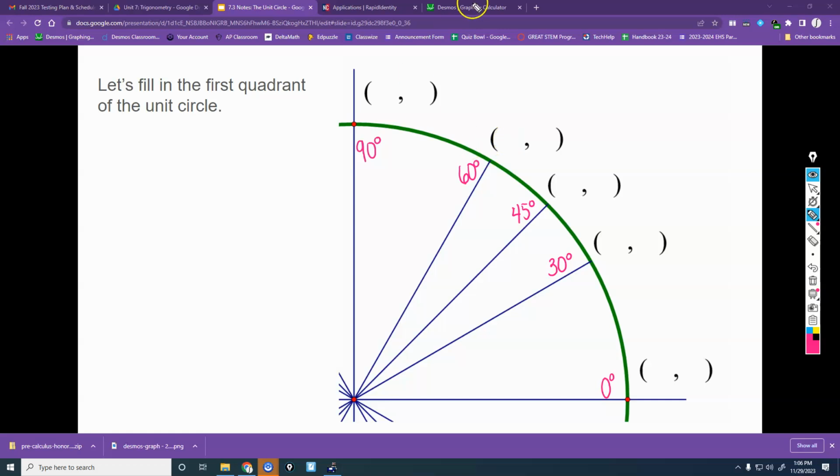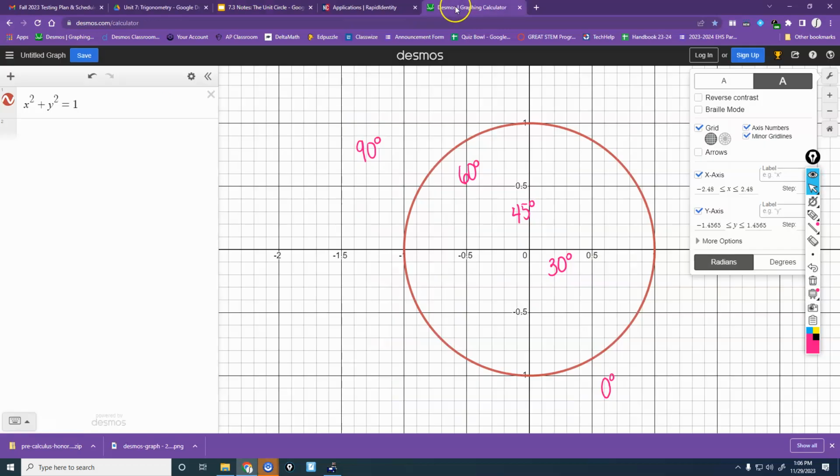Just to show you a little something that can help you on this, because we're going to have this memorized. I am going to make you memorize it, and I'm not going to let you use a note card, but I will let you use Desmos. I showed you Desmos a little bit earlier.